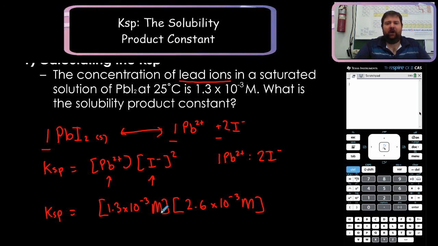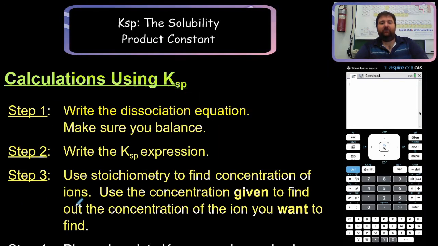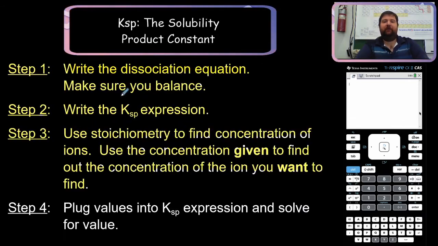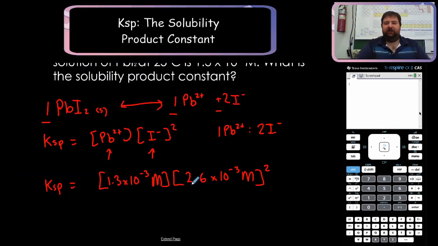I have my 2 concentrations, and I don't want to forget that this one's squared. At this point, you're in the home stretch. You're going to be working on step 4, and step 4, we kind of already did it because it's just that easy. You plug the values that you found into the Ksp expression and you solve for that value. So we already kind of did step 4 here, which is plug them into our Ksp expression. Now we just need to solve for them.